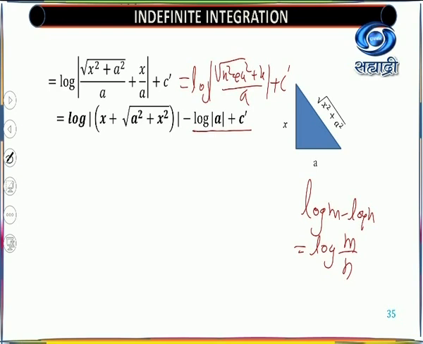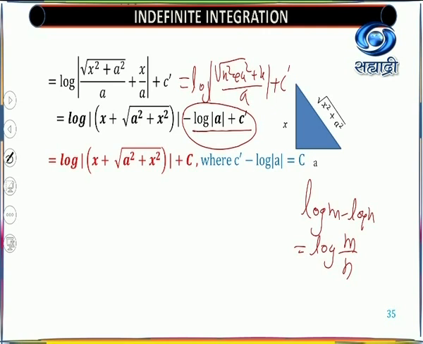Now what is replaced by the constant? Both belong to R, so you will get some other constant. So log of mod of x plus root of a square plus x square plus c, where c is c dash minus log of mod a. Okay, so this way we are completed with this example, or you can say this formula.